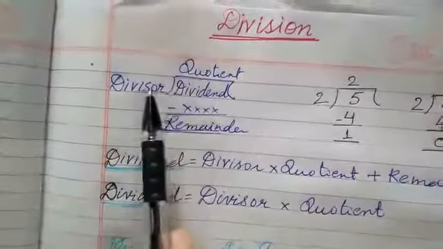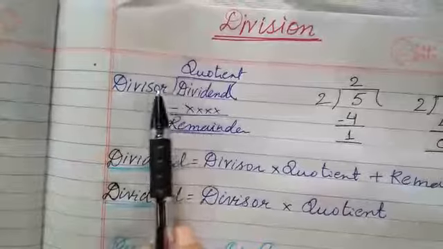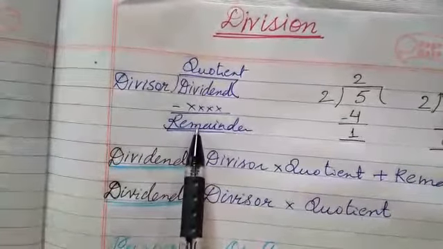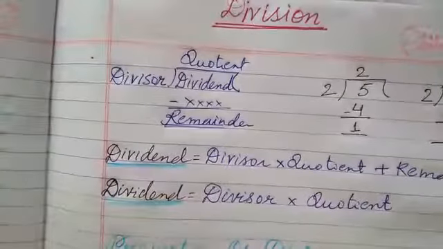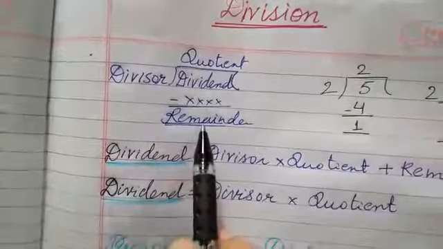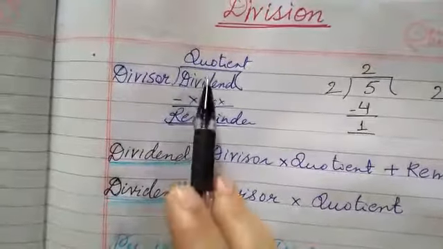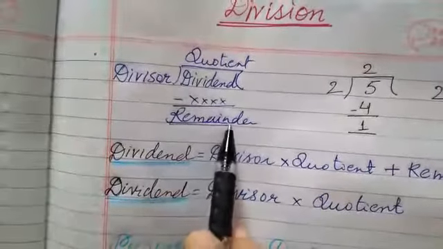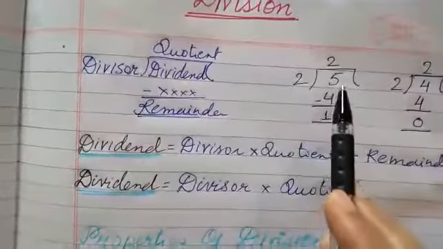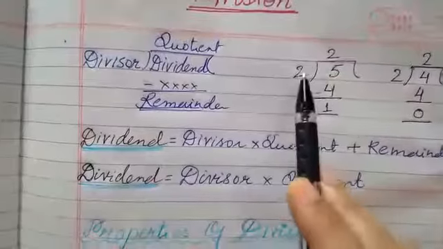If the number is not fully divisible, or if it is divisible, then we get something at the end of the division. If it is fully divisible, then we get 0. Otherwise, whether 0 or a number, whatever we get at the end of the division is known as the remainder. We can see a small example over here, 5 divided by 2.